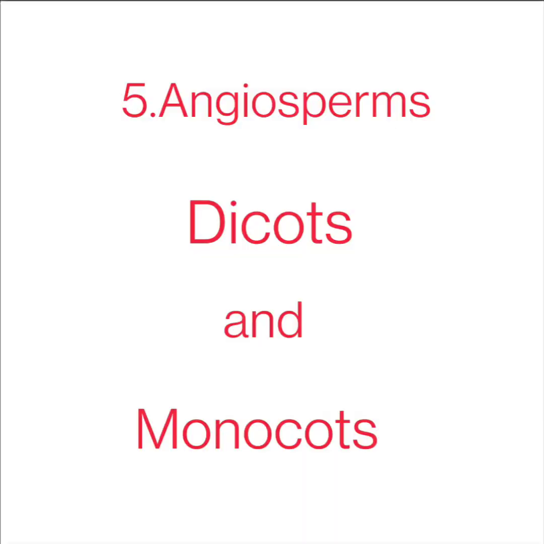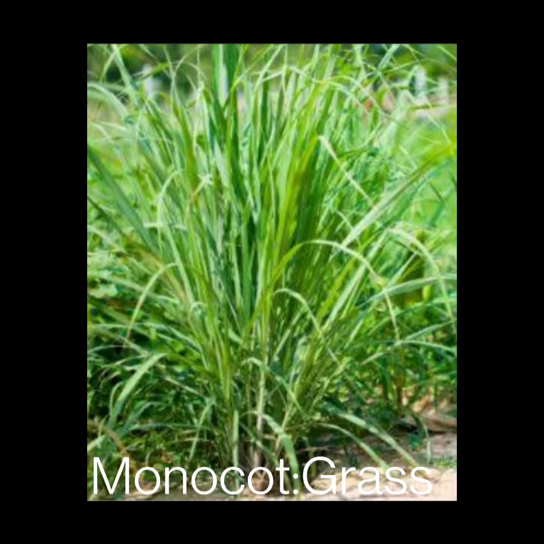And angiosperms are of 2 groups called dicots and monocots. The monocot is grass. Thank you.